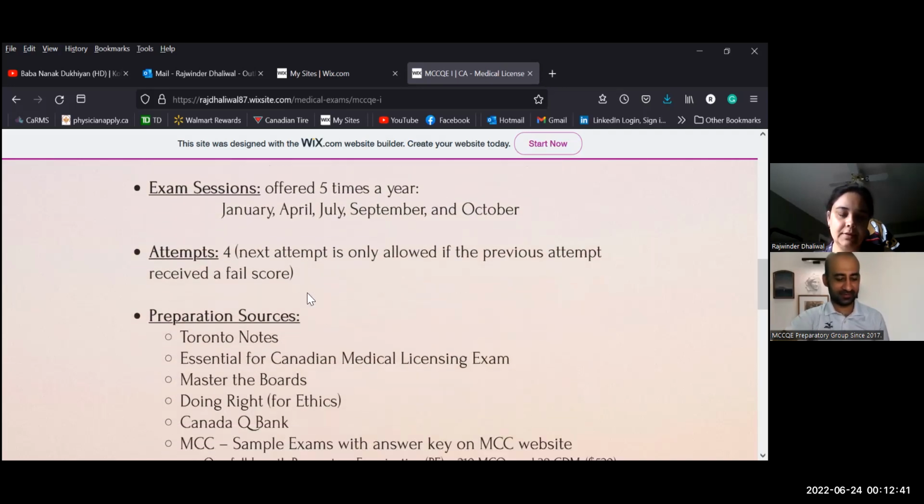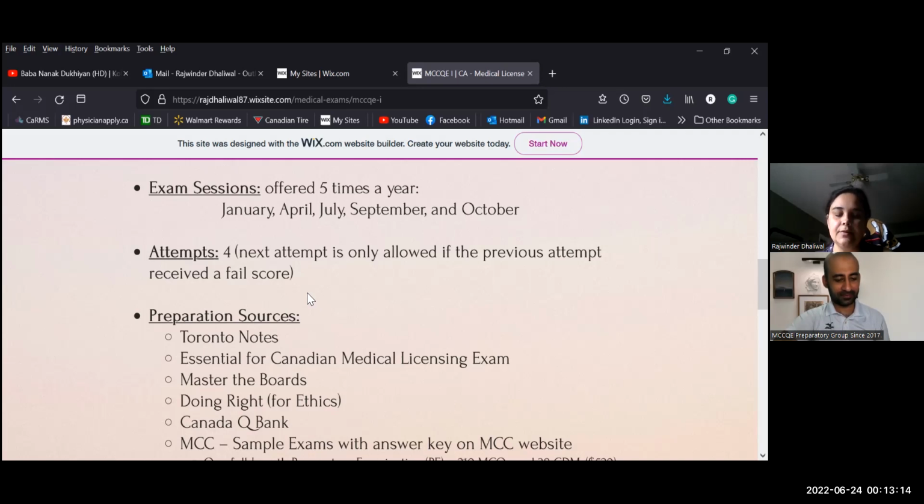And the exam sessions are 5 times a year. I'm pretty sure it's the same. You can usually take it in January, April, July, September, October. So 5 times a year. That doesn't mean there's only one day in January. It just means sometimes they have a window open, so 10 days, 15 days for the exams.